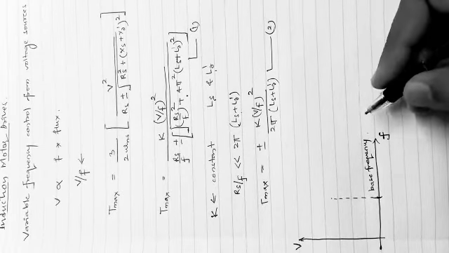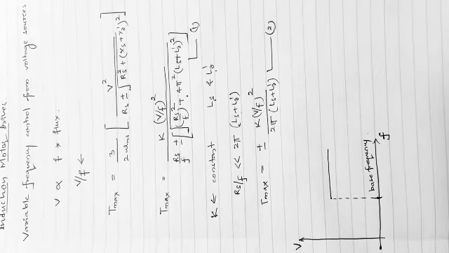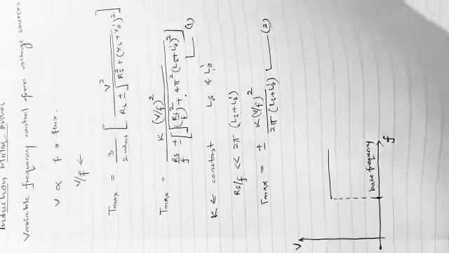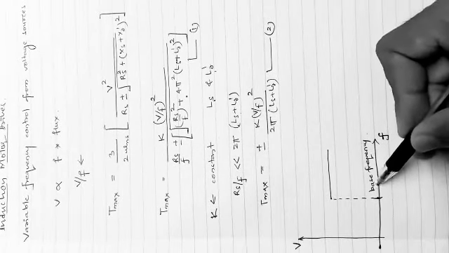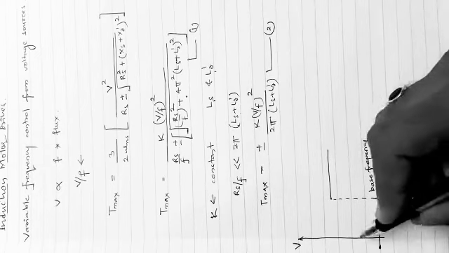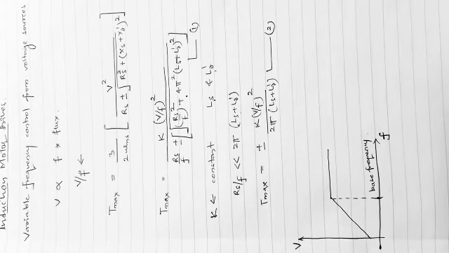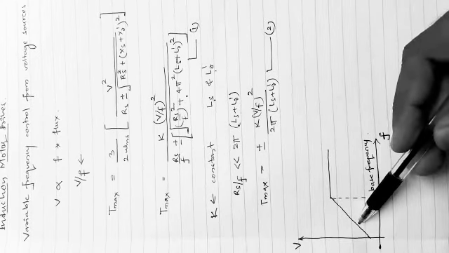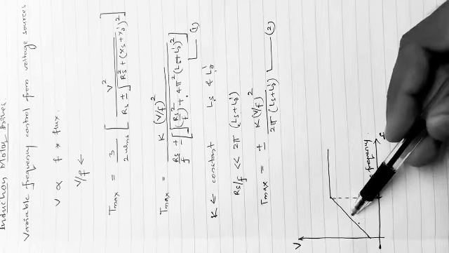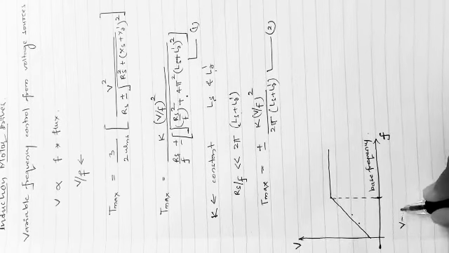V is kept constant above the base frequency. Below the base speed, the V by F ratio is maintained constant except at low frequencies. So I'll draw like this, where the V by F ratio is increased to keep the maximum torque at a constant value. Now this is the V and F relation.